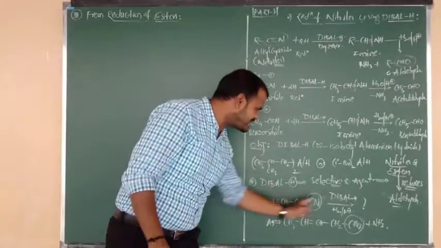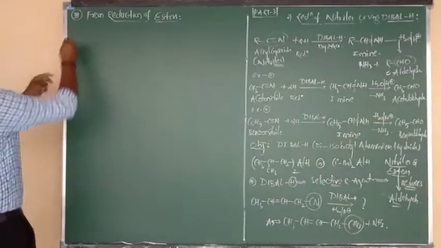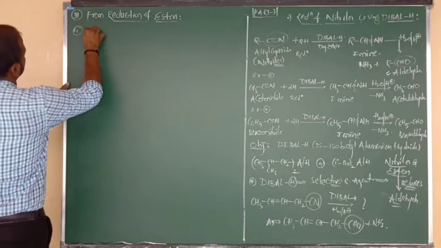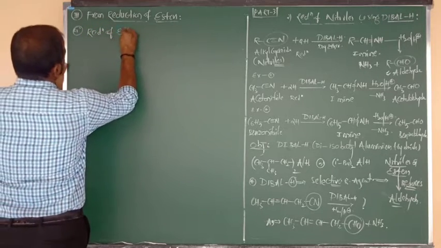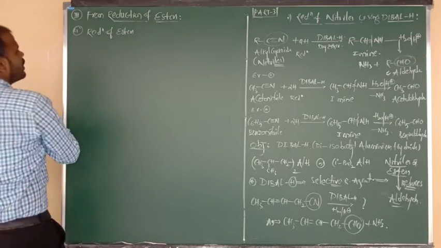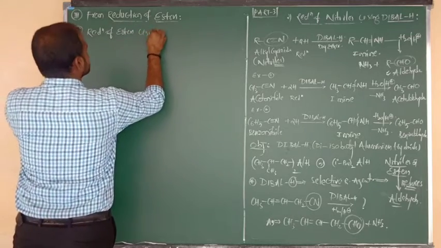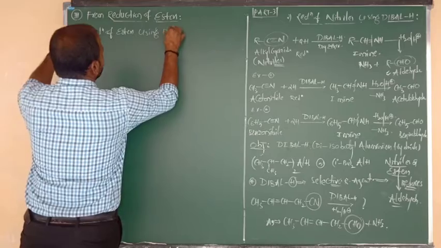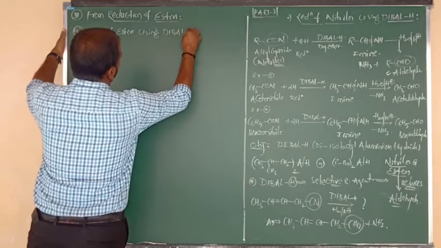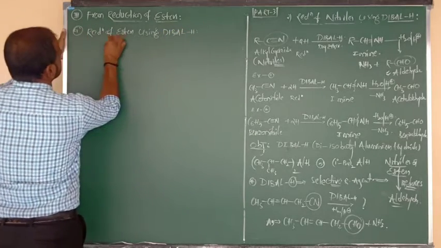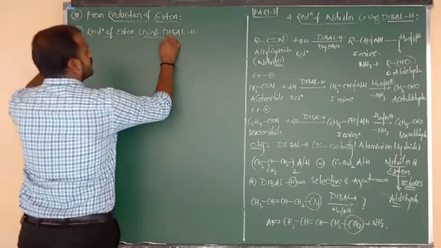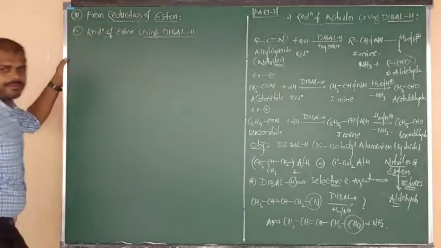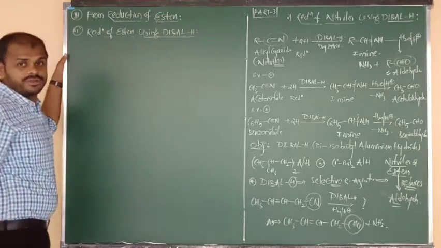Again by using two different reducing agents. In that, number 1 is DIBAL-H. Now once again we can write the statement: reduction of esters using DIBAL-H. Can we proceed? Good. So directly I am going to show the reaction again.